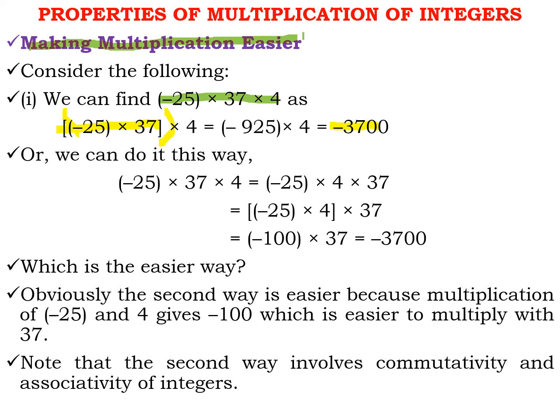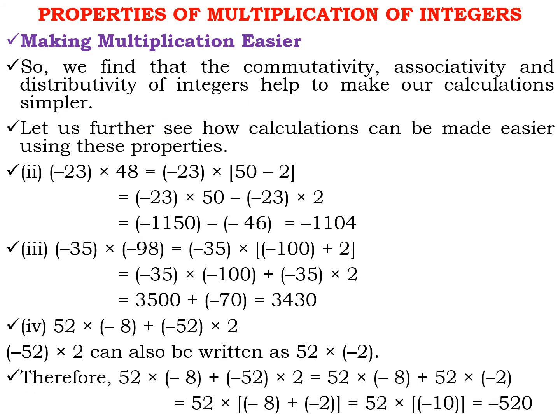Or we can do it in another way. That is, -25 × 37 × 4 can be written as (-25 × 4) × 37. So -25 × 4 will give -100. -100 × 37 is -3700. Which is the easier way? Obviously, the second way is easier because multiplication of -25 × 4 gives -100, which is easy to multiply. Note that the second way involves commutativity and associativity of integers.